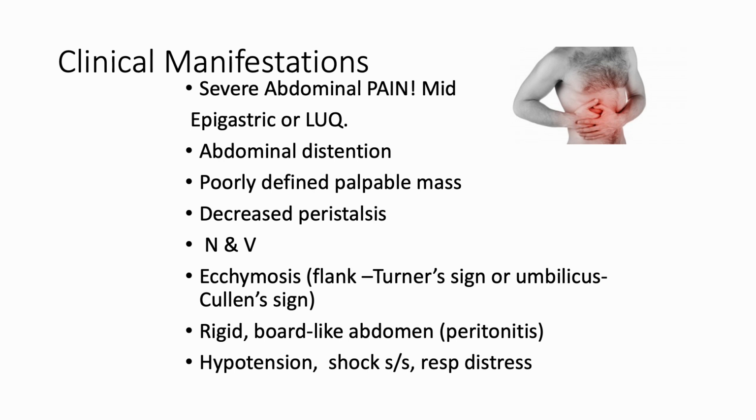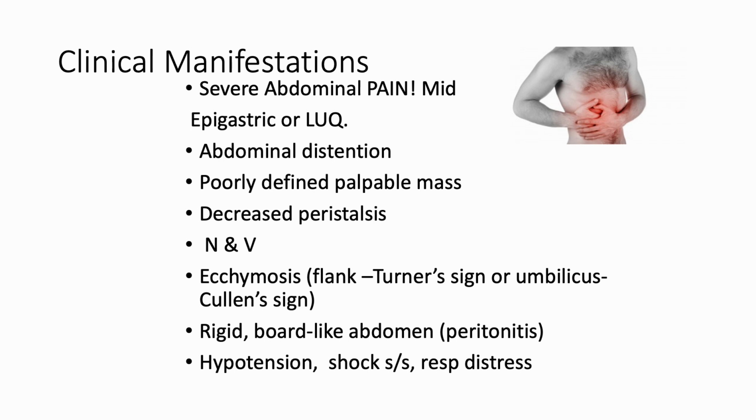The patient's abdomen will be distended. There may be a mass that you can feel, but often not. They have decreased peristalsis, which is going to cause nausea and vomiting. Sometimes you can look at the patient and they may have Turner sign or Cullen sign, which is that slight ecchymosis. The Turner sign is the ecchymosis on the flank, and the Cullen sign is the ecchymosis around the belly button. This is from pancreatic enzymes that are in the tissues.